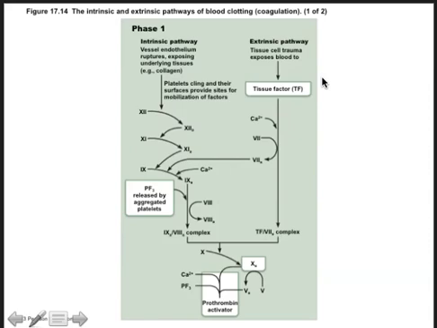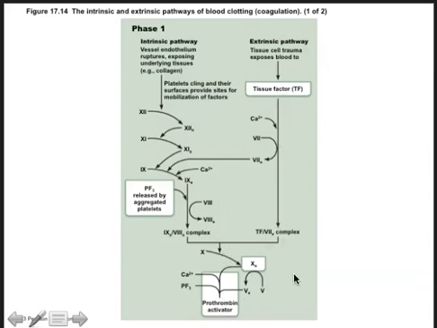Tissue factor, along with calcium, along with factor 7, eventually ends up forming a tissue factor, factor 7A complex, and this is going to catalyze the conversion of factor 10 into an activated factor 10, which is ultimately going to activate factor 5, and then factor 5 is going to, along with calcium and PF3, activate prothrombin. Okay, so that's the extrinsic pathway.